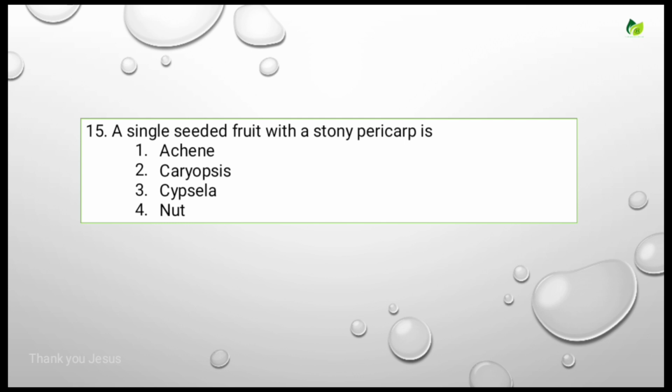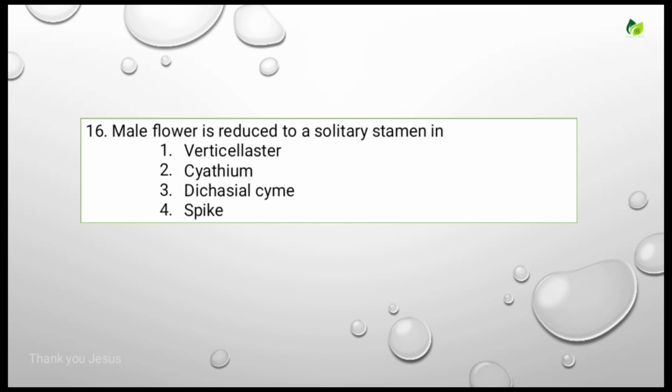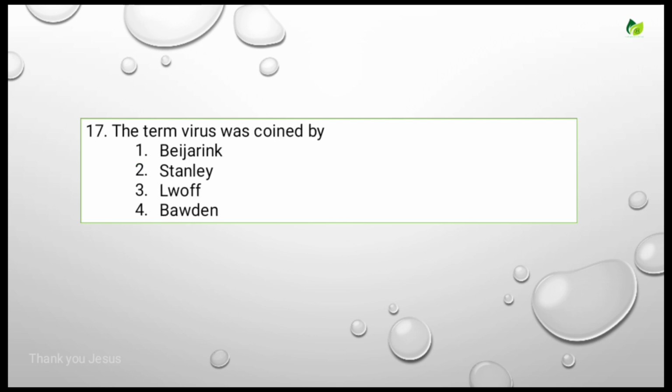A single seeded fruit with a stony pericarp is, options are echin, caryopsis, cypsela, nut. The correct answer is nut is a single seeded fruit. Consists stony pericarp. Let's see the next question. Male flower is reduced to a solitary stamen in, options are verticillasta, cyathium, dicacial cyme, spike. So the correct answer is cyathium. That consists a reduced single male flower. Okay.